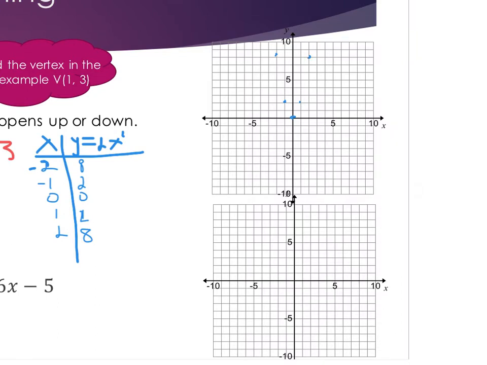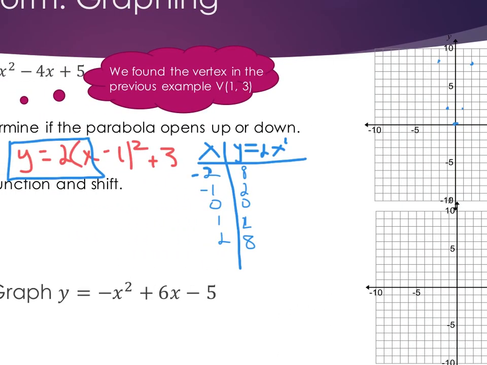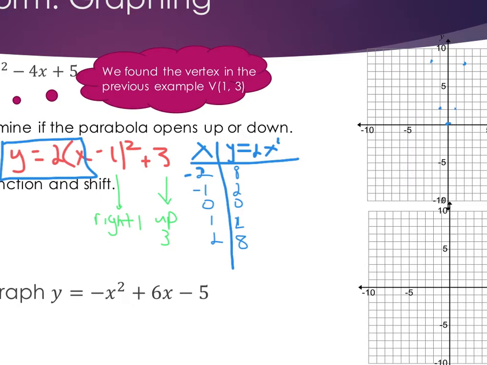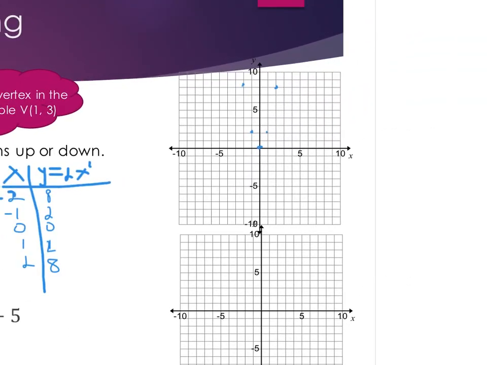Once we get those points plotted, now we're going to look at our shifting. So if we look at our original vertex form, notice this -1 means we're going to move to the right. And this +3 at the end means we're going to shift up 3. So all the points we just graphed, we're going to move right 1 and up 3. And now we're going to draw our parabola.